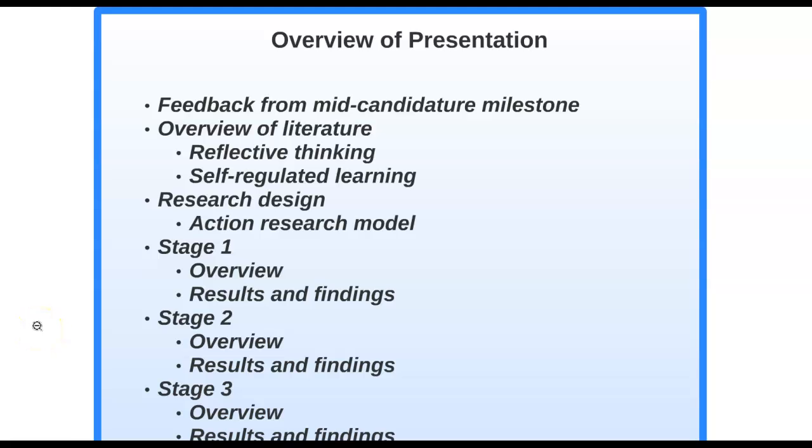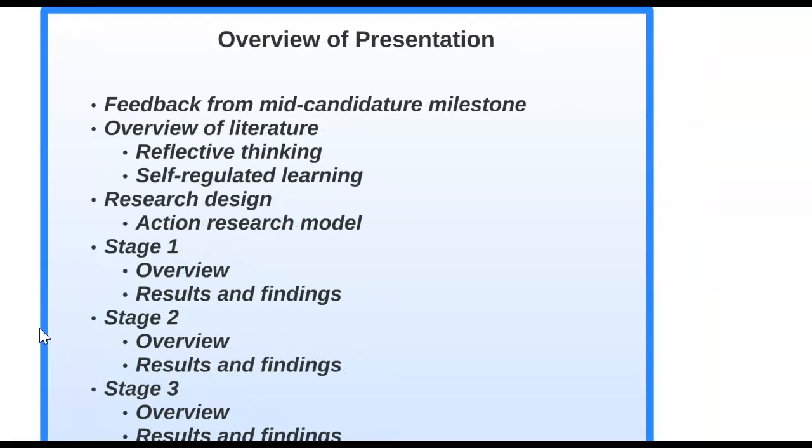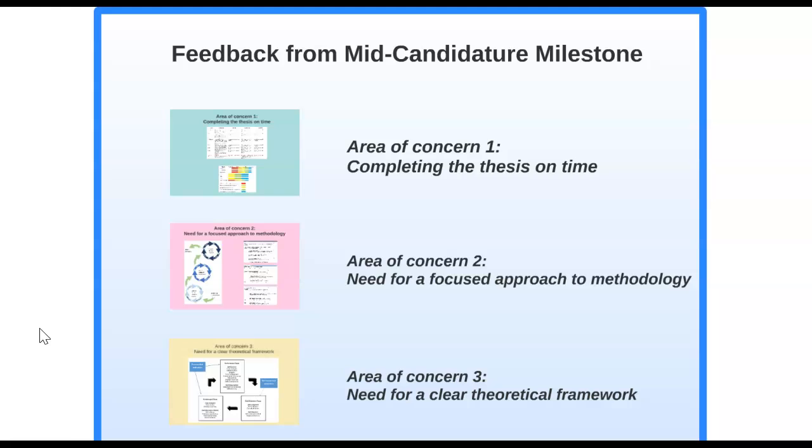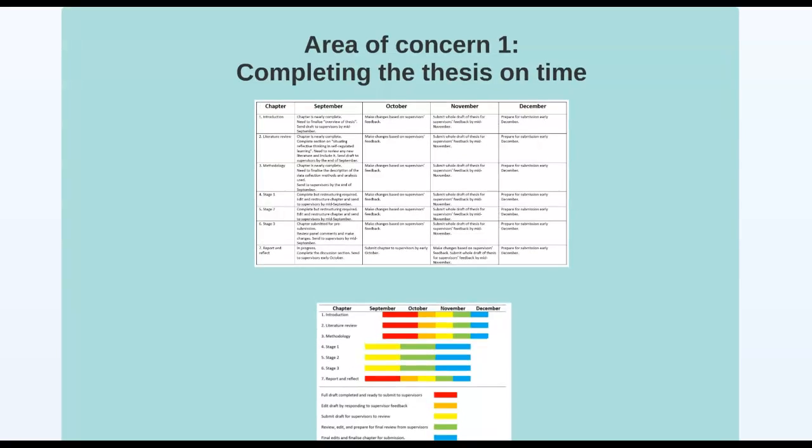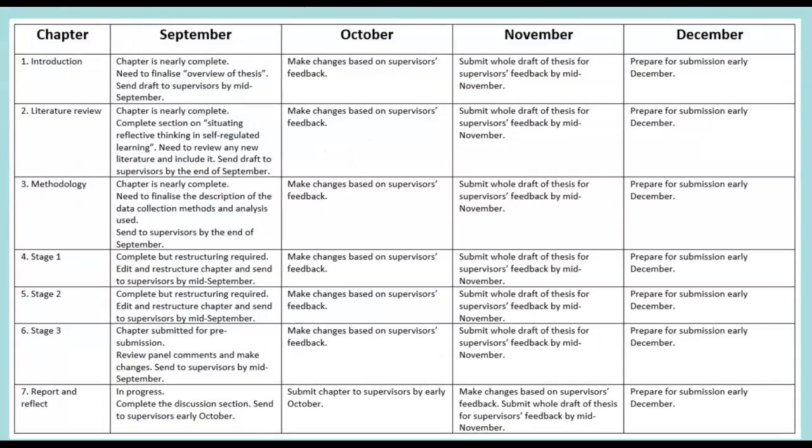Okay, so I've got my overview of what I want to present. So you can see the feedback, overview of the literature. So I thought it was important to talk about reflective thinking and self-regulated learning, then research design, and then looking at each of the three stages. So this is where I need to save time because I kind of repeat myself later when I talk about these two things. So I talk about the first area of concern, which is completing my thesis on time.